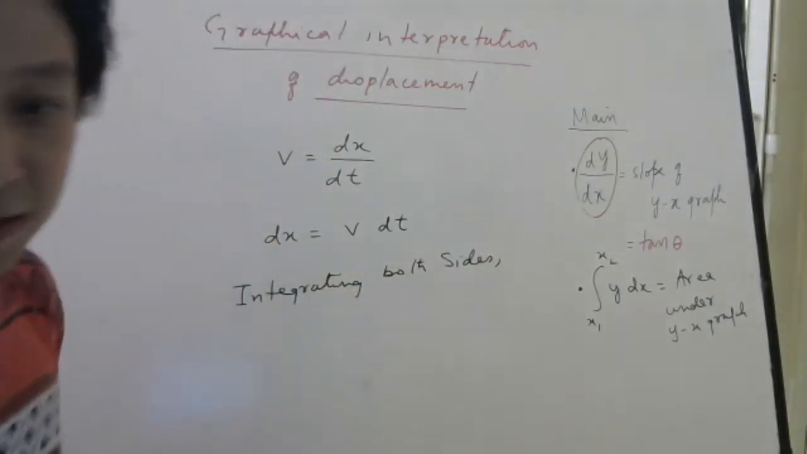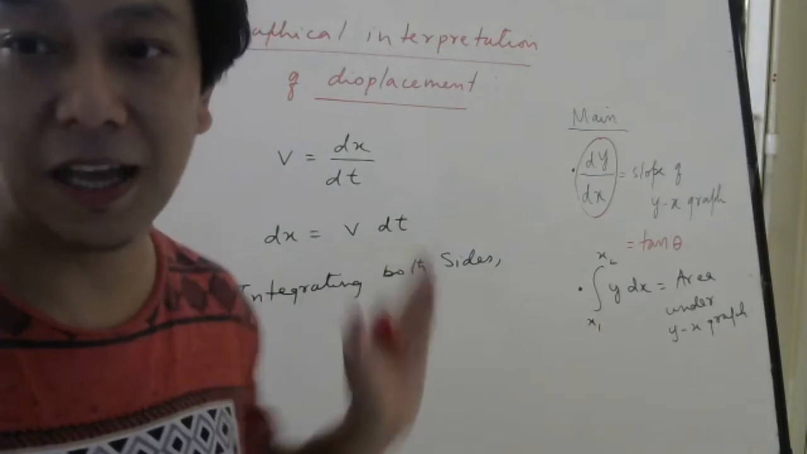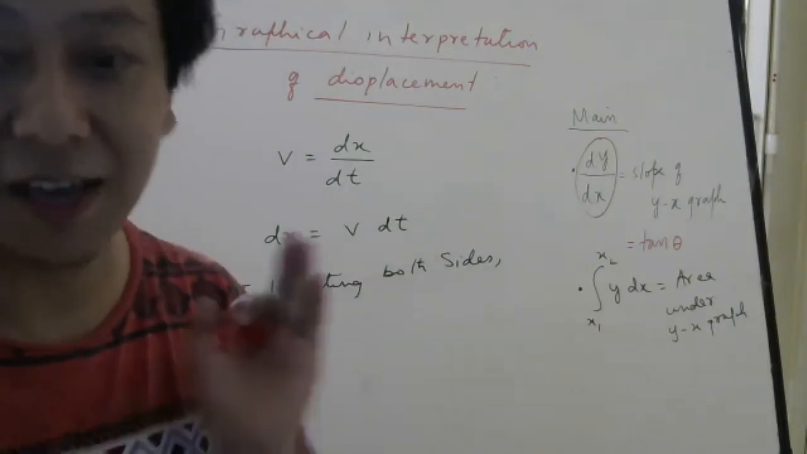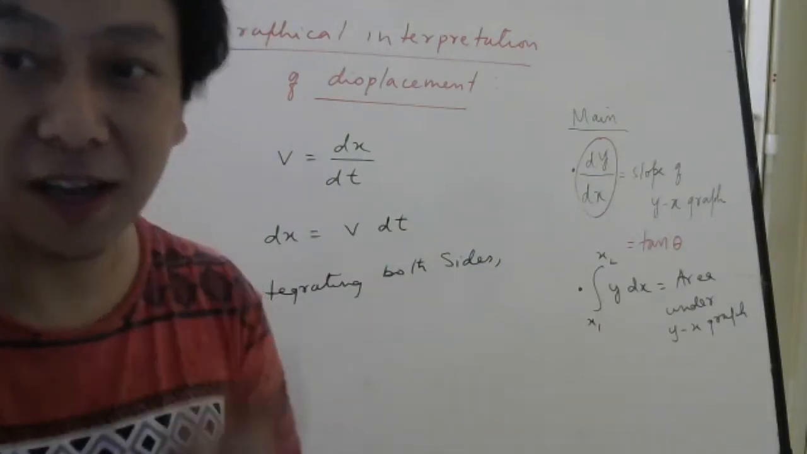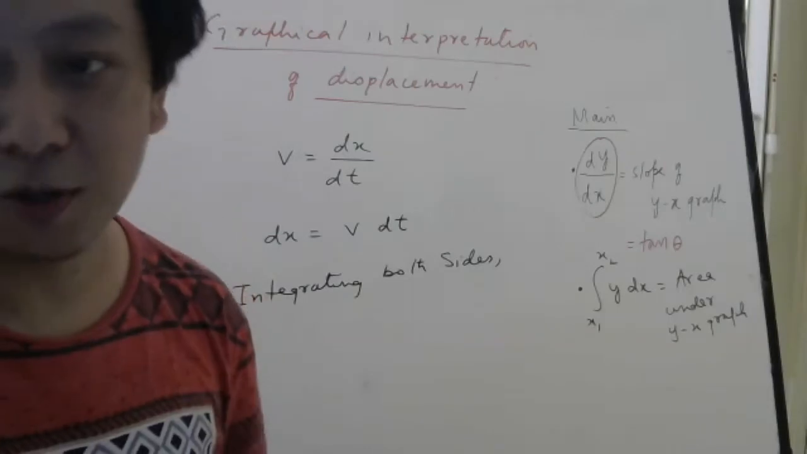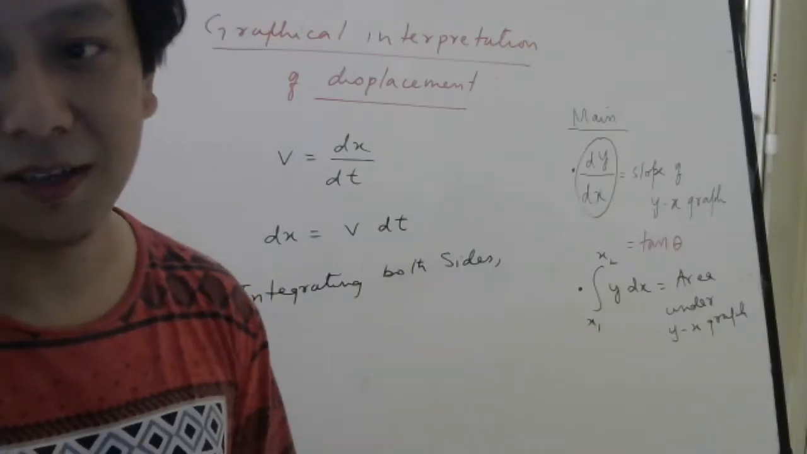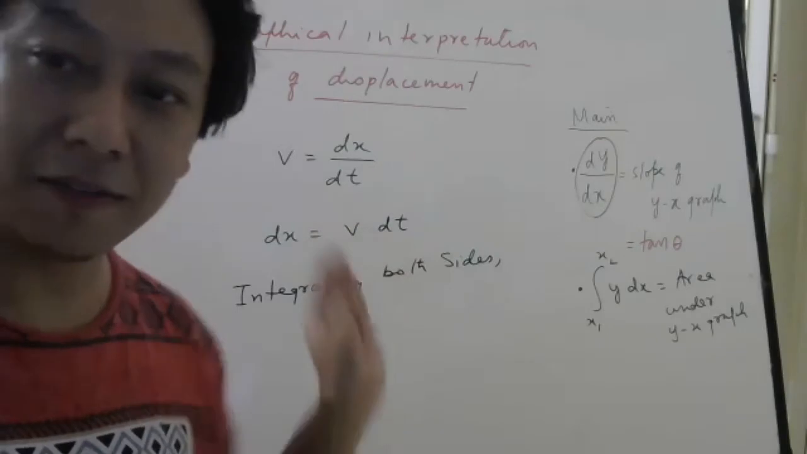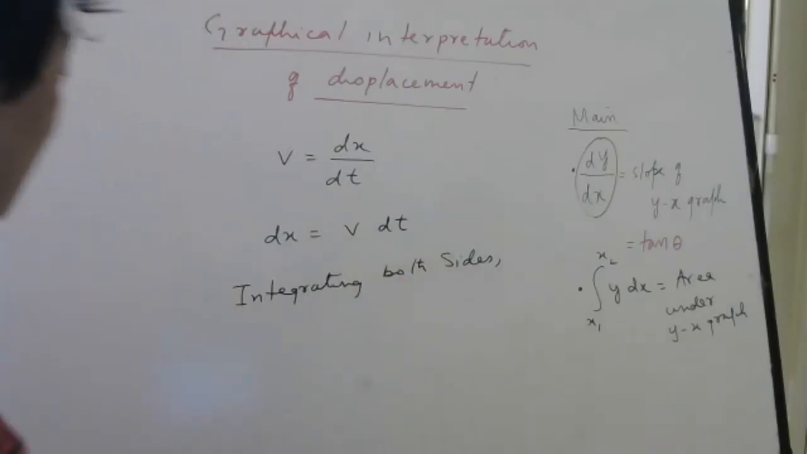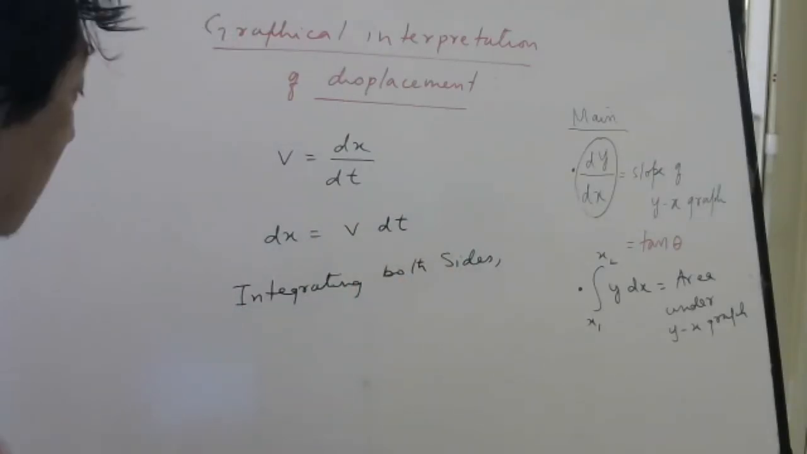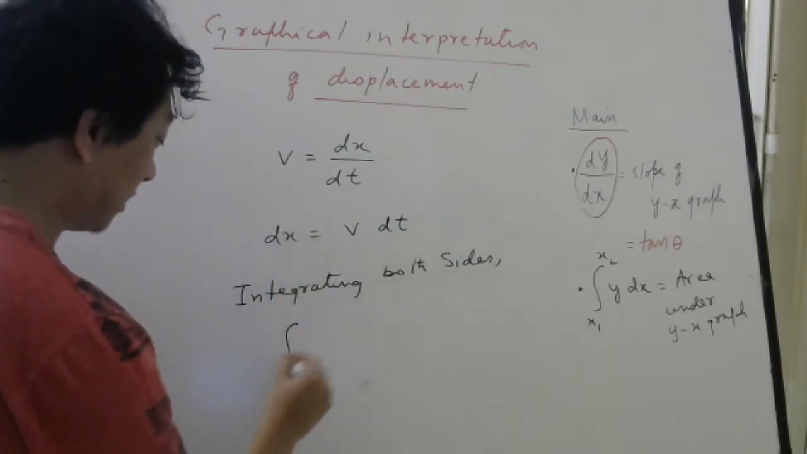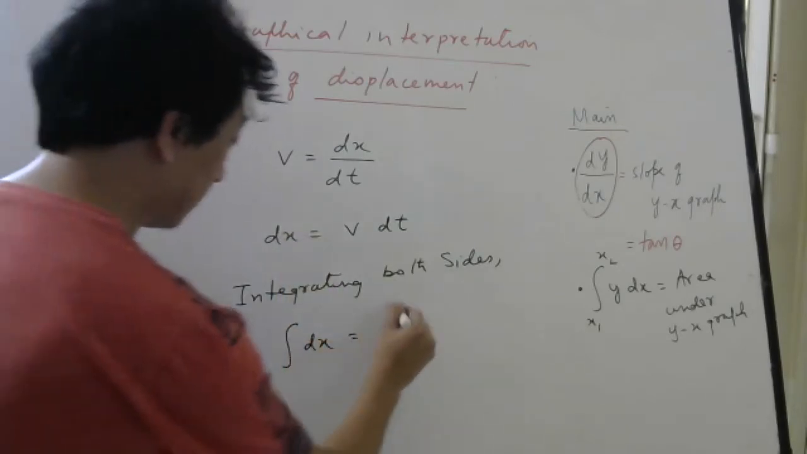In mathematics, if you do any process on the left side, you have to do it on the right side also. The only thing that is not allowed is division by 0. You cannot divide by 0 on both sides. Except that, you can do anything to the left side and the right side. So now look here. Integrating both sides means just integrate.